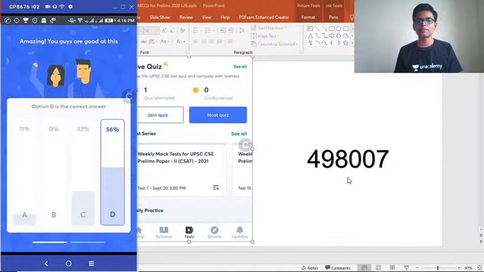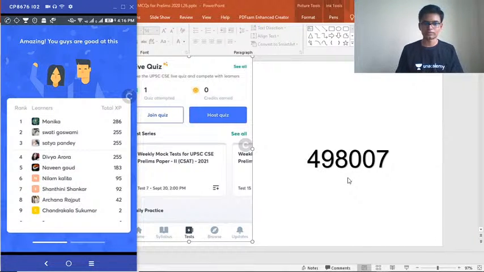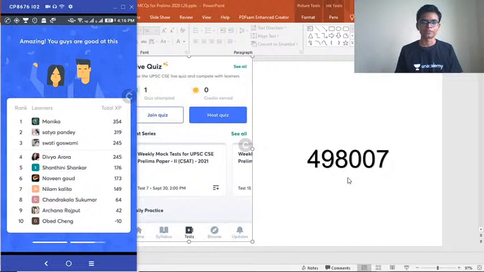Yes, time's up. 56% getting. All of those states have a boundary. Okay. Yeah, Obed has joined. Thank you, Obed.